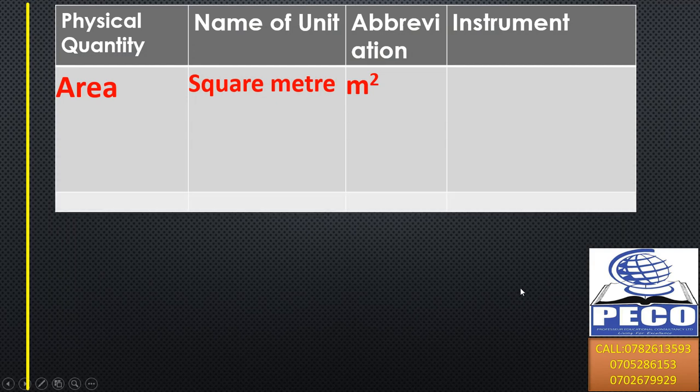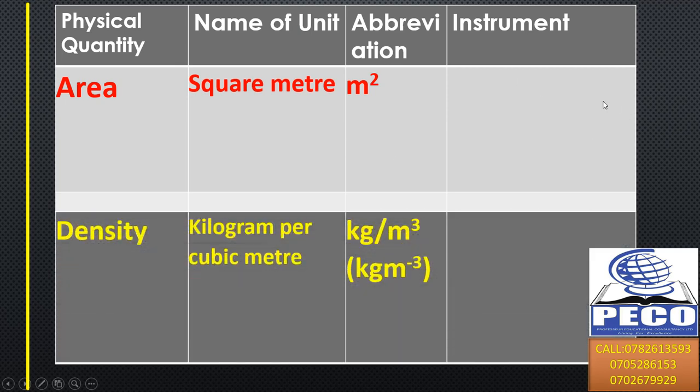Area, square metre. I have not put the instrument here because for area you have to measure the sides, and the sides are measured by a metre rule or anything which measures length, and then you use a formula to calculate it. Density is kilogram per cubic metre. That is the way we write the units, kilogram per cubic metre, or you can simply write this in our new version of writing units.